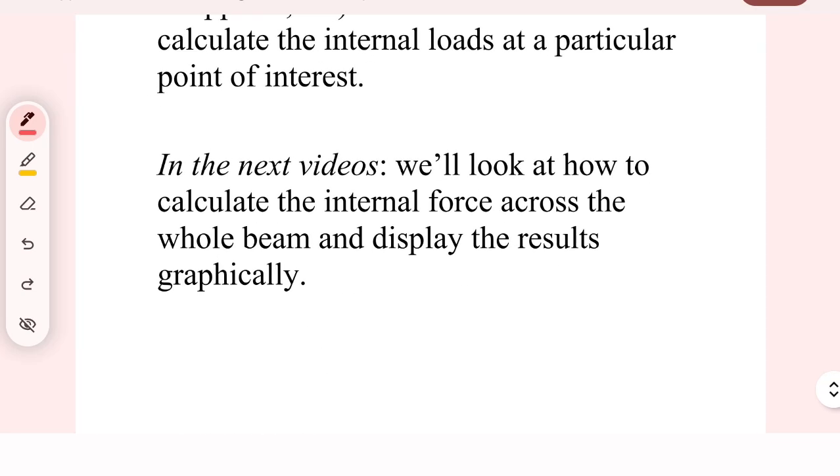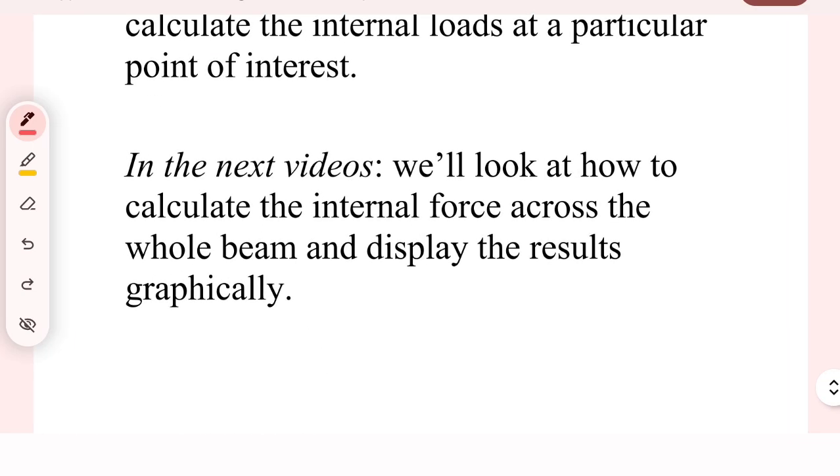So in my next video, we will look at how we could calculate the internal forces across the whole beam and display the results graphically. So right now we'll just be discussing the different types of forces, and later on we will be dealing more with how we could compute these forces that are acting on an object.